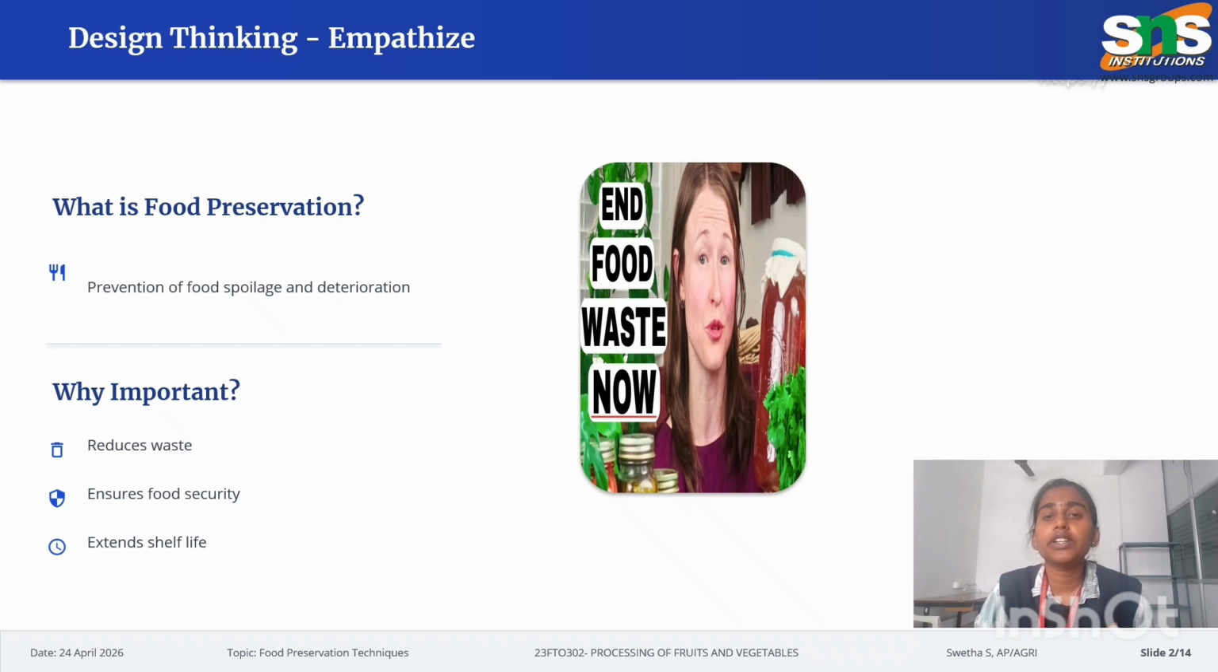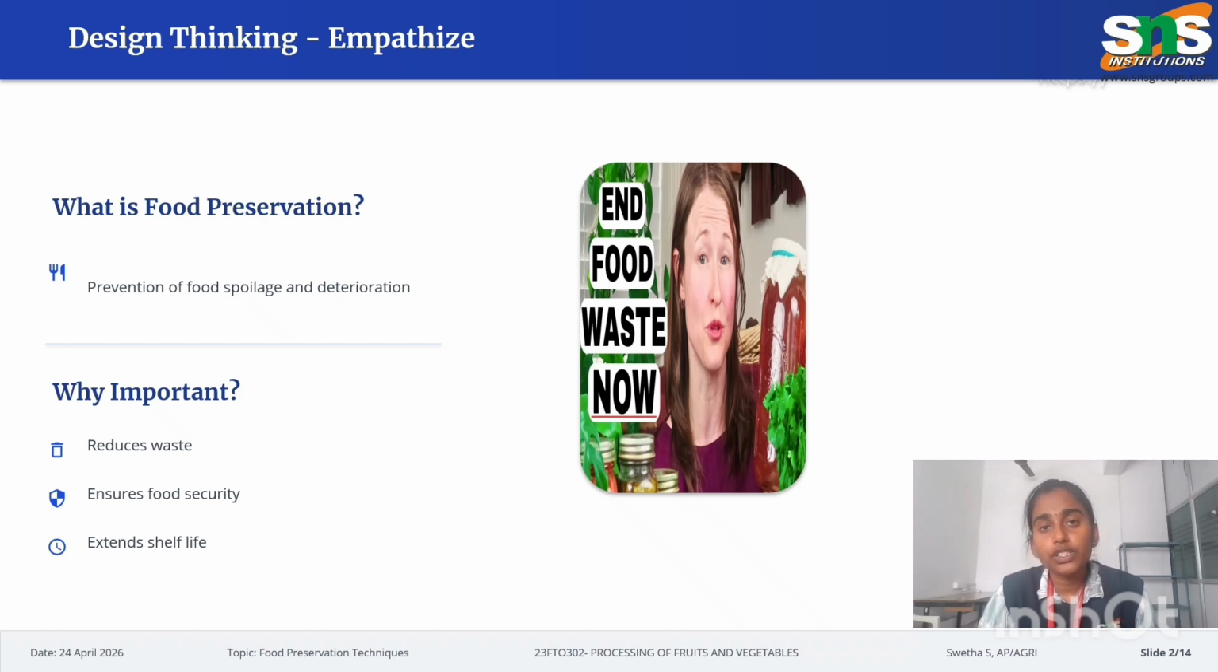It is nothing but design thinking. It has 5 stages: empathize, define, ideate, prototype, and test. So the first stage is empathize. In food preservation, how can we empathize? Generally, in order to prevent food spoilage and deterioration from bacteria, molds, microorganisms, yeast, etc. Why is it important?